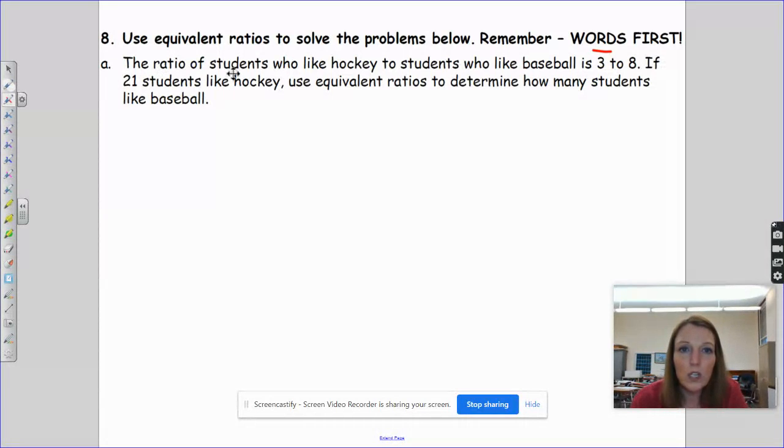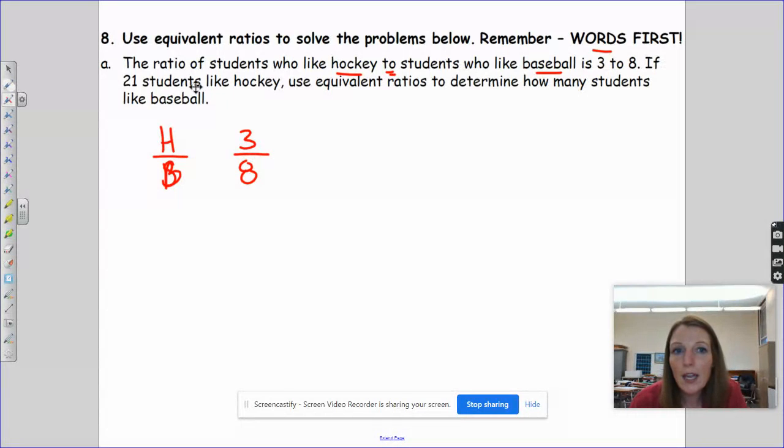Here's what I mean. The ratio of students who like hockey to students who like baseball is 3 to 8. So it's important that we know that the 3 goes with the hockey and the 8 goes with baseball. So we set it up off to the side like this first. H, students that like hockey, compared to B, students who like baseball. And then from there, we knew that the 3 went up top because that was the students that like hockey, and the 8 was in the denominator with baseball.